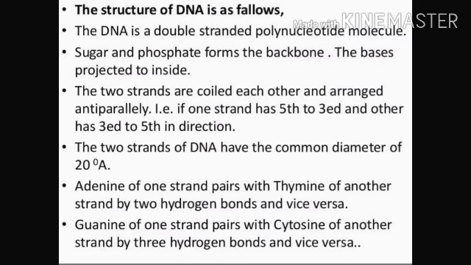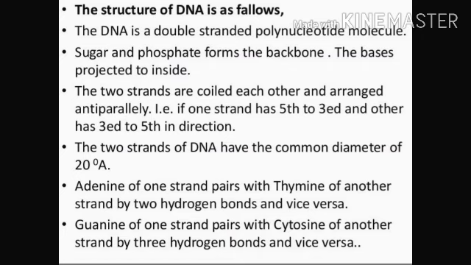Start with the structure of the DNA. DNA is basically a double-stranded polynucleotide molecule. The sugar and phosphate form the backbone of the DNA, and the bases project inside. The two strands are called complementary to each other and are arranged anti-parallel. That means if one strand has 5' to 3', the other has 3' to 5' in direction. That's why these are anti-parallel.